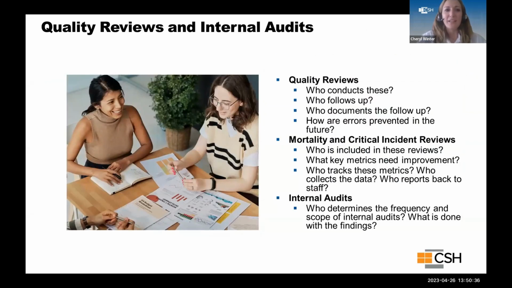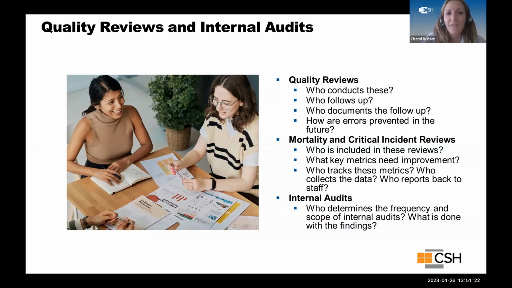So I'm only going to touch quickly on quality reviews because we did talk in the compliance training a bit about internal audits. In your quality improvement plan or your policy related to quality assurance and quality improvement, you'll want to identify: are quality reviews happening? Are those reviews including chart reviews and ensuring that HIPAA compliance is happening? Who is conducting that? Who then follows up if something is not in place that should be? Is it documented? And then what is the process for including others in correcting that action to prevent it from happening again in the future?